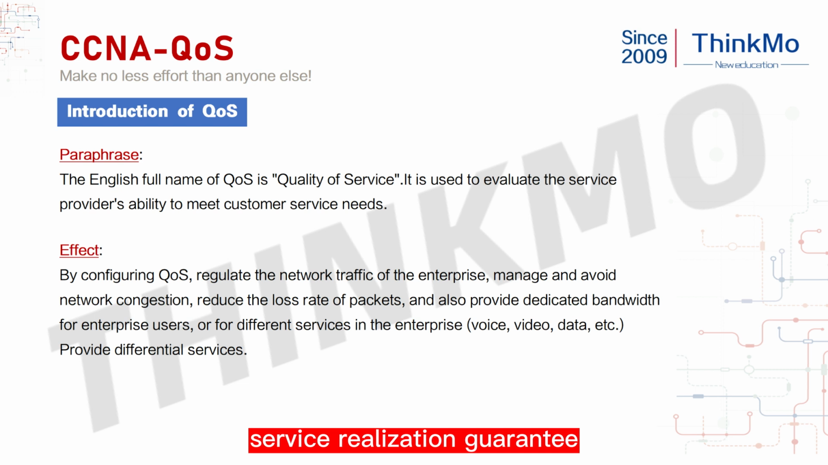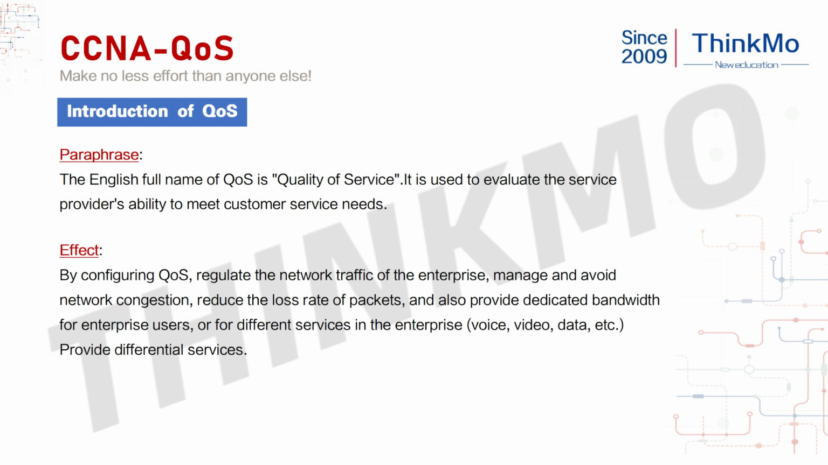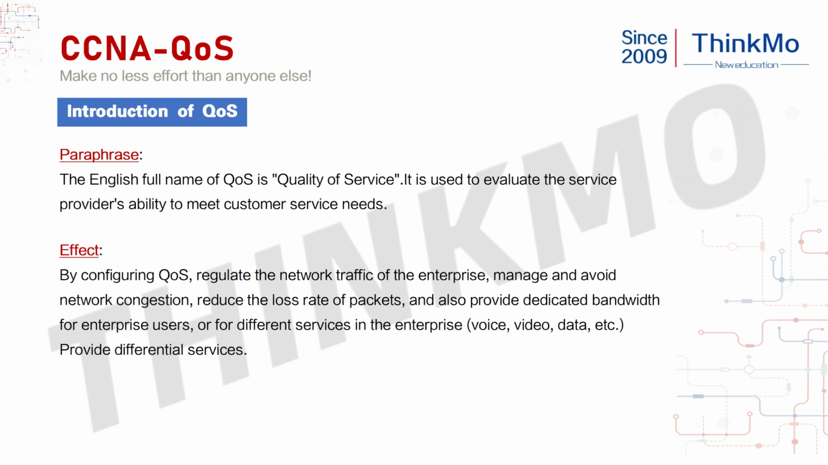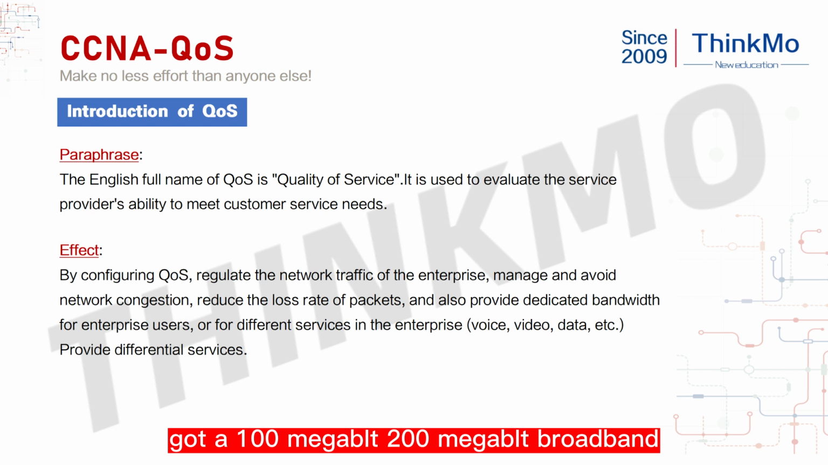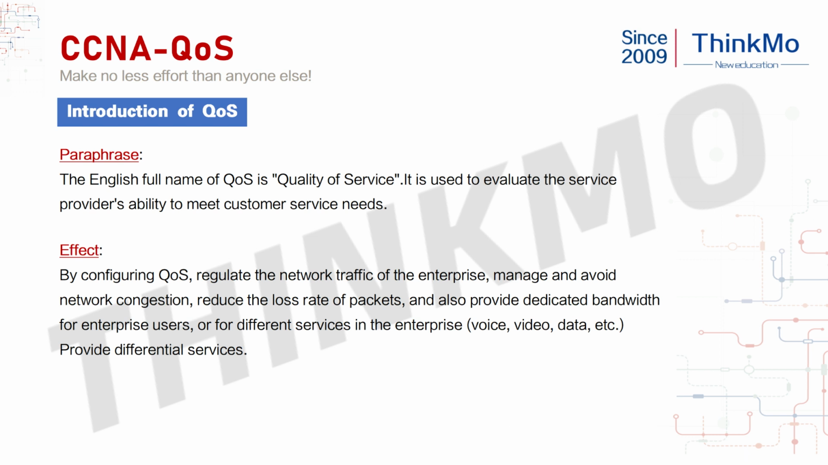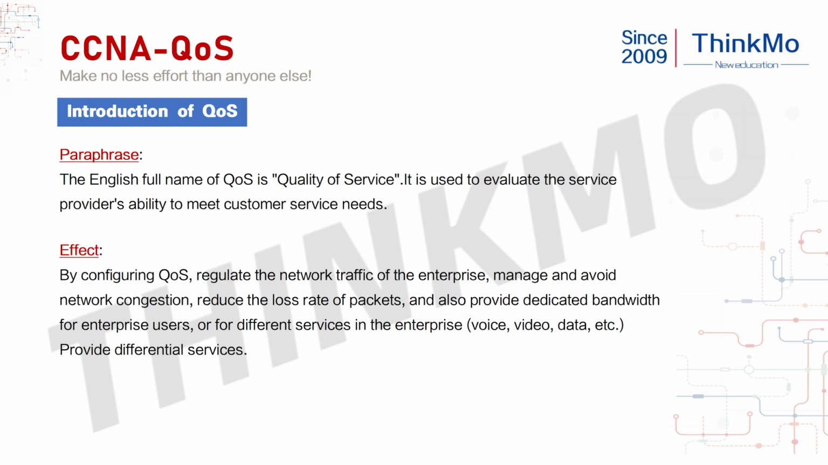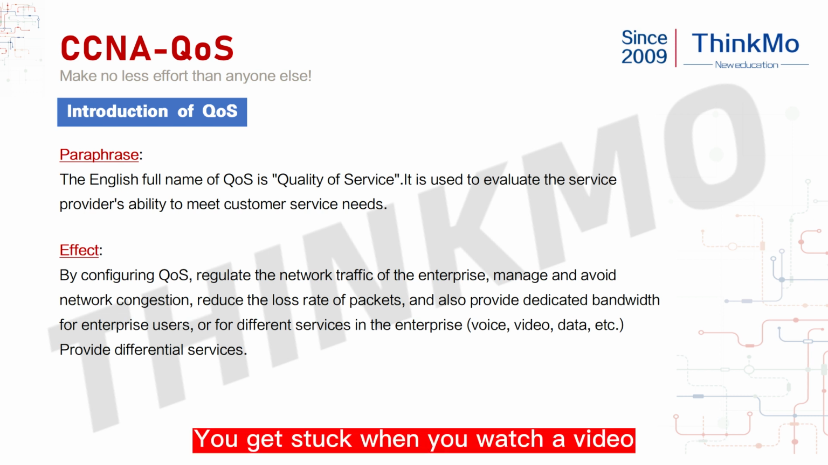Service realization guarantee. Let's use an analogy. For example, in a limited bandwidth environment, like in the home, you've got a 100 megabit or 200 megabit broadband. And at this point, someone else is stealing your Wi-Fi and has been using Thunder to download many movies. So in this case, what is that going to lead to? You get stuck when you watch a video, and when you download something, it's going to slow down. It influences the experience. We can just think of it as a service that requires assurance.